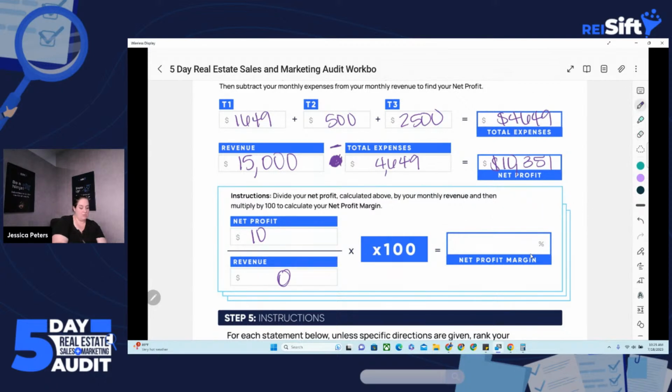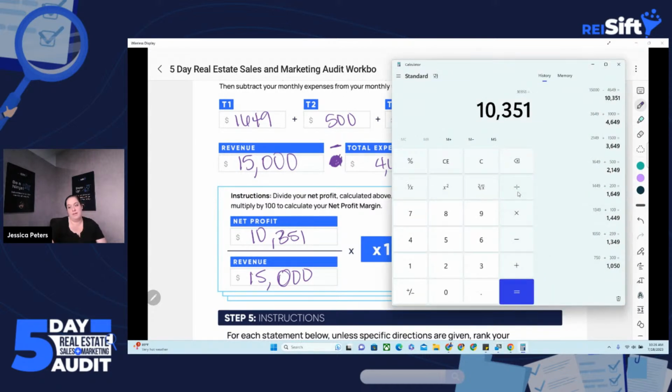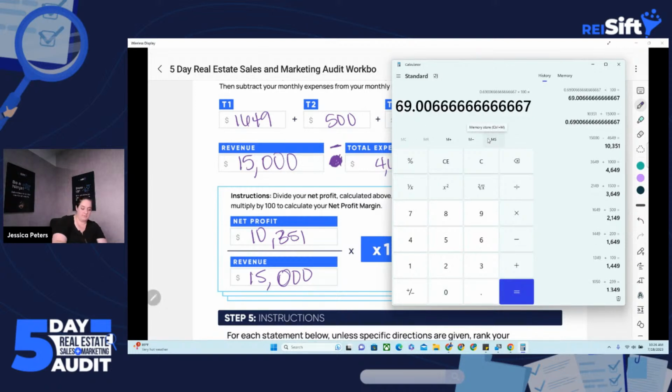All right. So we're going to put 15,000 on the bottom, 10,351 on the top. And you divide that and then multiply by 100. So divided by 15,000 and then times 100. And so I have a 69% profit margin, which is pretty healthy.